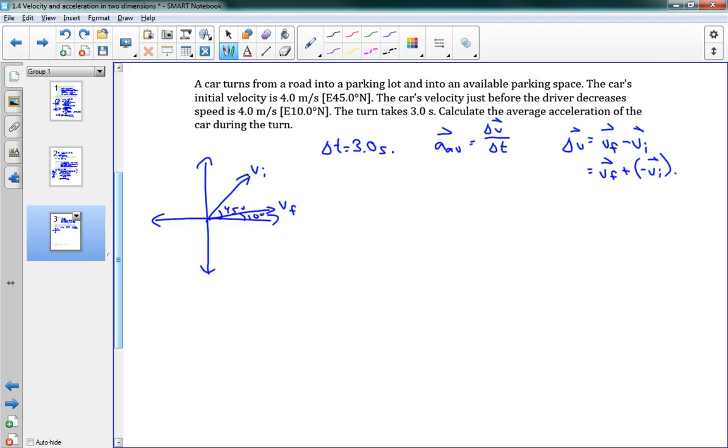So in my picture, I need to add in my negative Vi, which looks like this. It's still 45 degrees. Okay, so my line is going down like this. We still have 45 degrees here. It's still the same magnitude. This is my negative Vi. Now the job is to add Vf plus negative Vi. Once you've got the result, which is our delta V, you can divide by delta t.